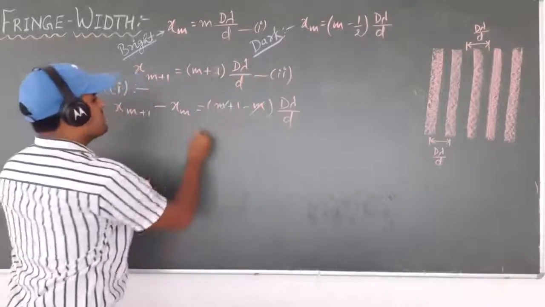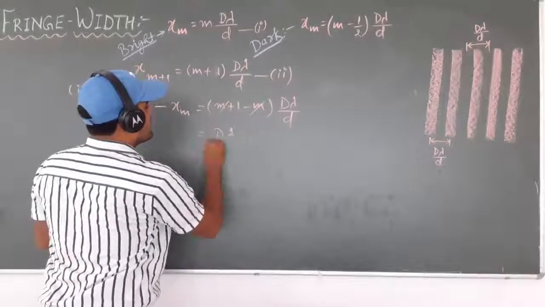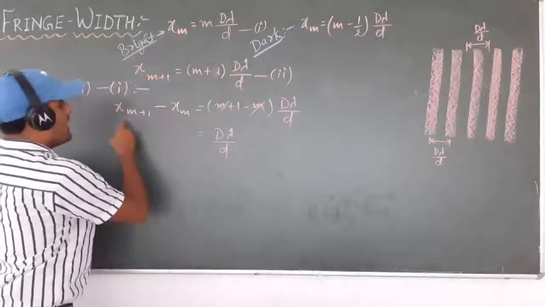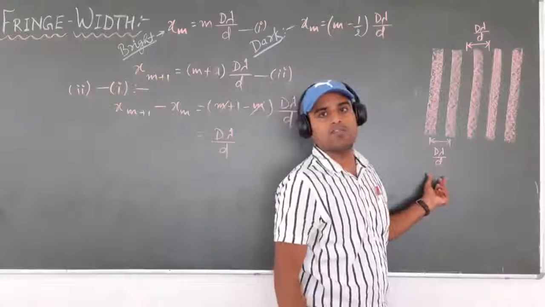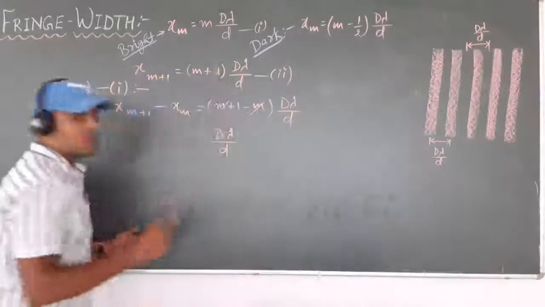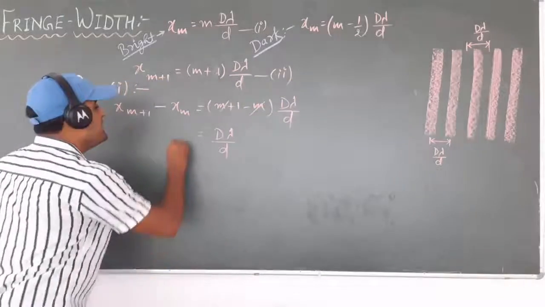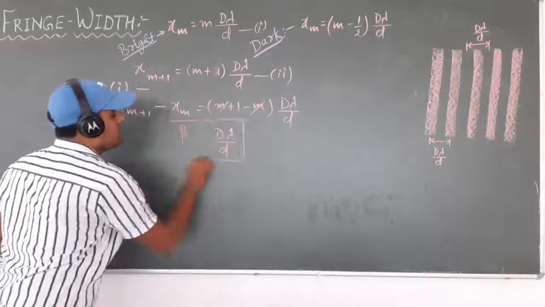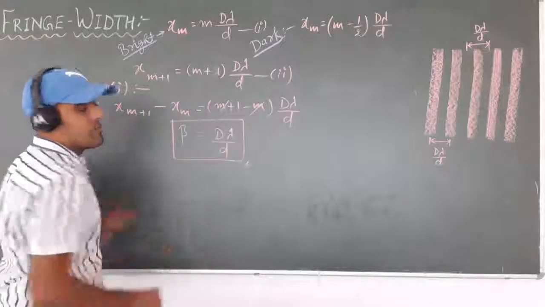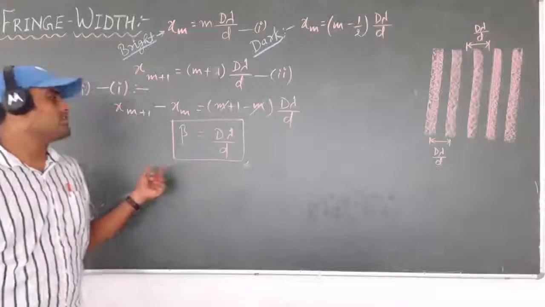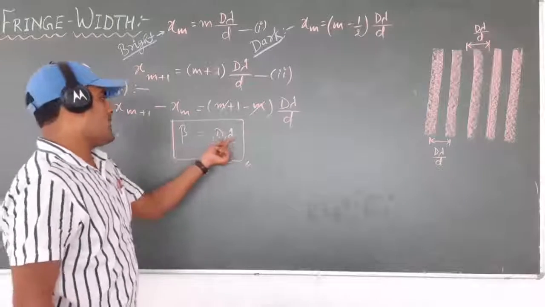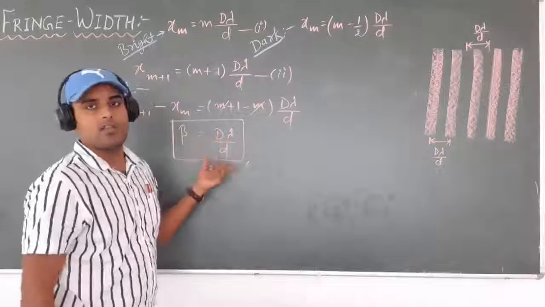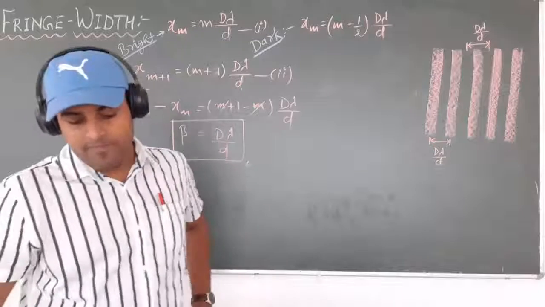Plus and minus m will be cancelled. So d lambda upon d. This is the equation of fringe width, and fringe width is denoted by the symbol beta. So beta is equal to D lambda upon small d. This is a very important relation between fringe width beta and wavelength lambda, and all these symbols you are familiar with.